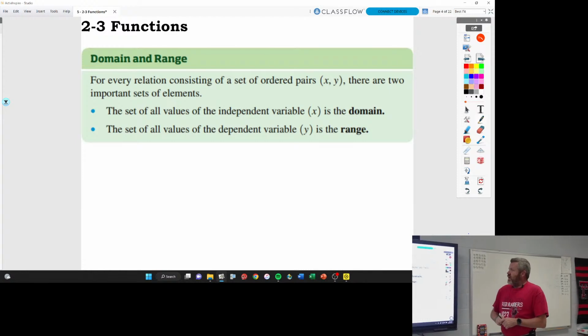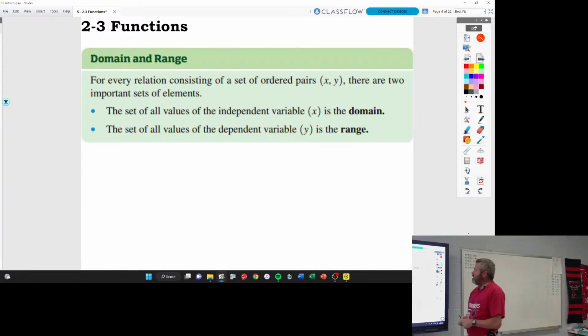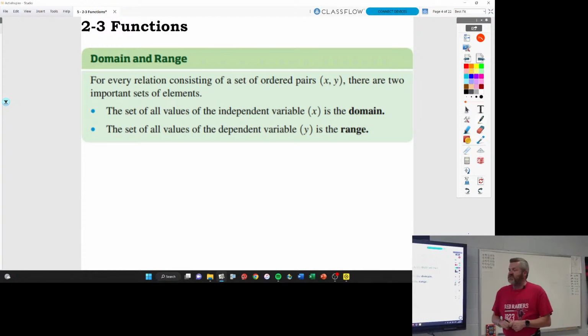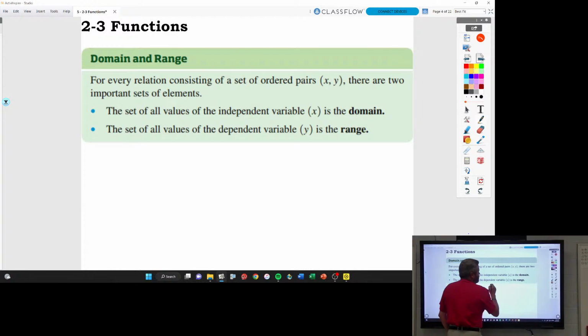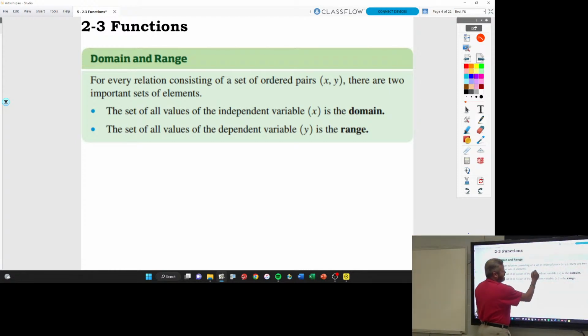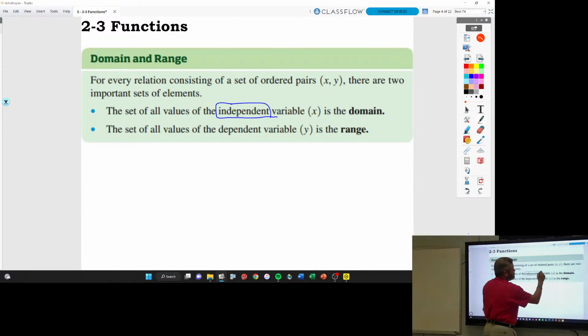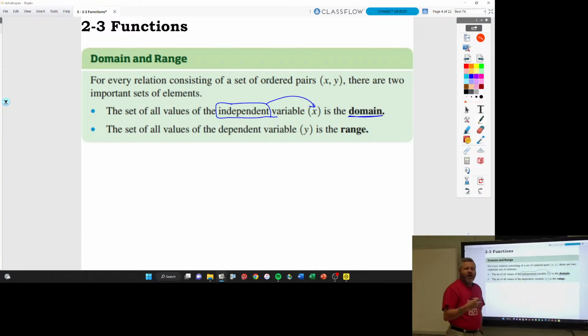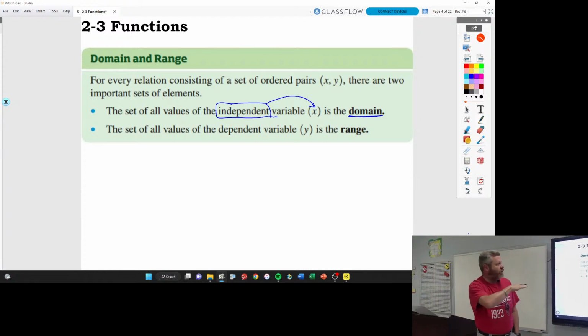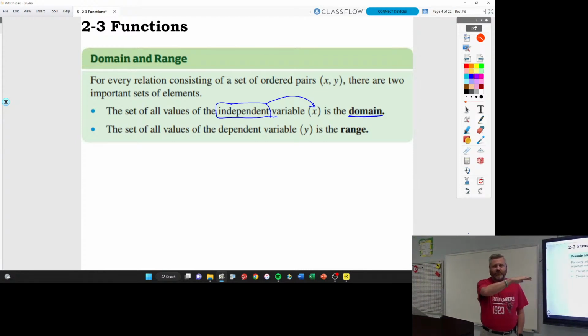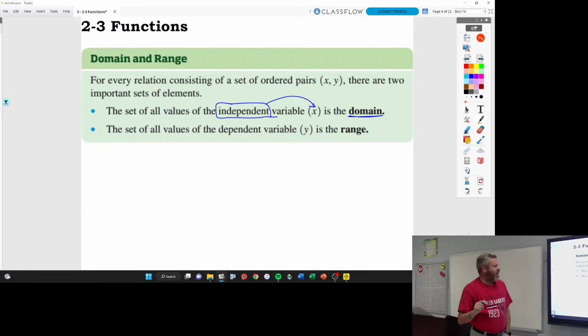Domain and range. For every relation consisting of a set of ordered pairs x, y, there are two important sets of elements. The set of values of the independent variable x is the domain. So some key things to look at: when you see independent, we are talking about x. We are talking about the domain. We are talking about the x values. We are talking about the horizontal axis. The horizontal axis is independent. The first variable in an ordered pair, that is your domain.